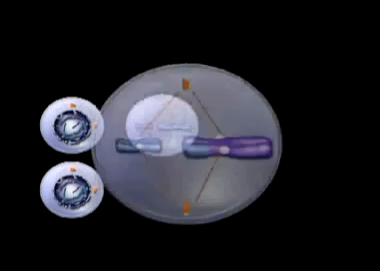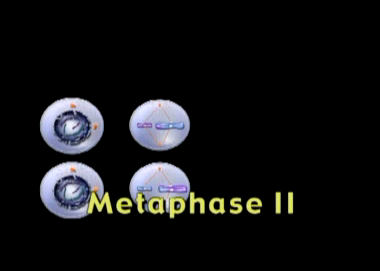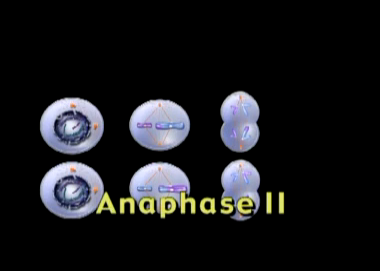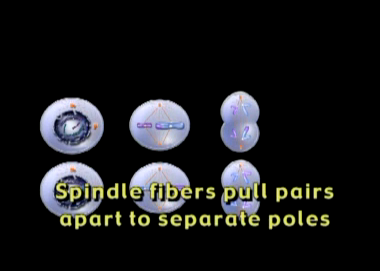Next, the chromatids move to the center of the cell to line up once more in metaphase 2. The spindle fibers attach to the centromere of each chromosome pair. The nuclear membrane completely dissolves. In anaphase 2, the spindle fibers pull the chromosomes apart and the newly separated chromosomes travel to opposite ends of their cells. The key difference from mitosis happens in this stage.